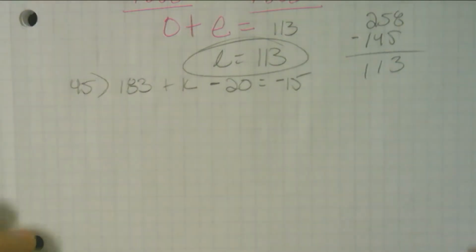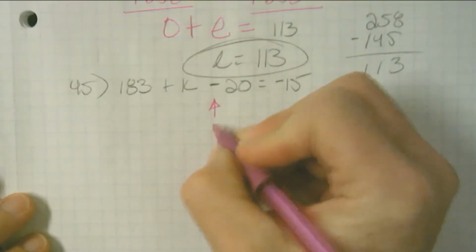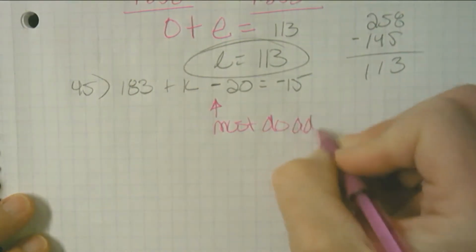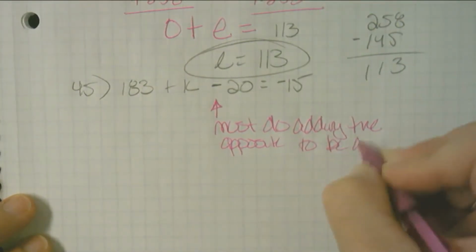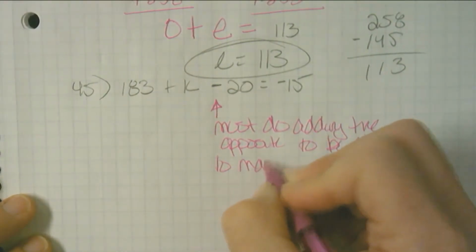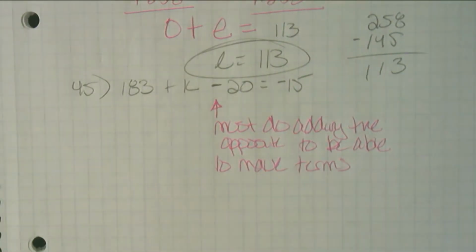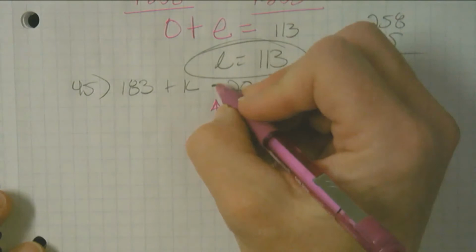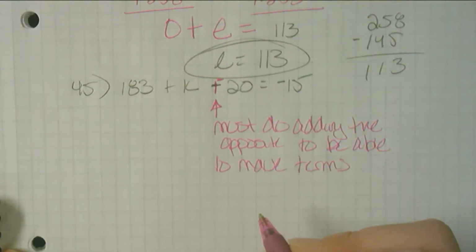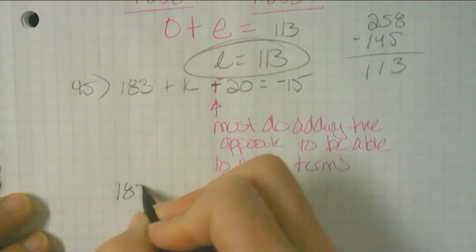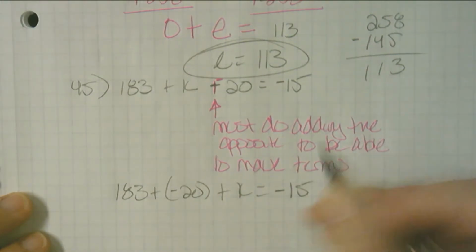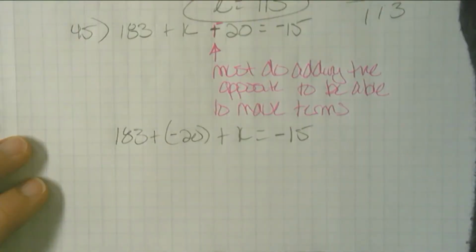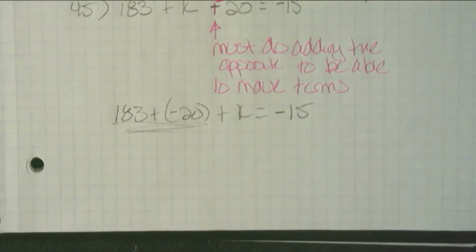Christiana? There is subtraction. So I must do adding the opposite to be able to move terms. How many of you knew that the moment I wrote that down? Awesome. So I'm going to go ahead and do adding the opposite here. All right, so I end up with 183 plus a negative 20 plus K is equal to a negative 115. And now I just add my like terms. You guys cool? Okay.